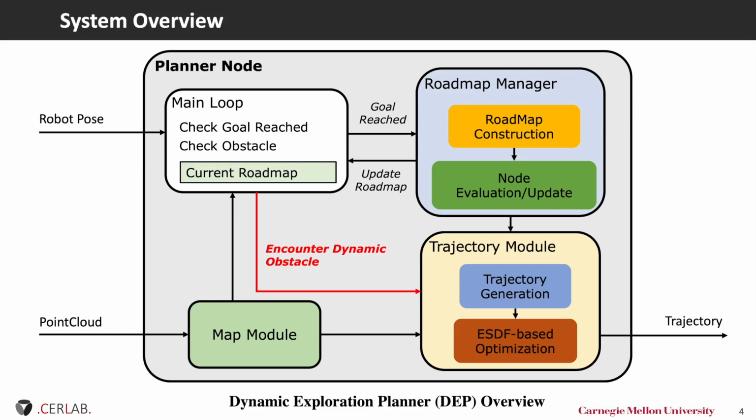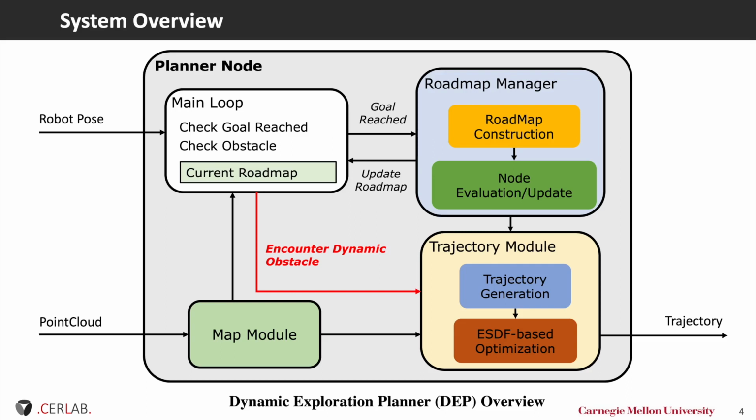Here I am going to explain the system of our dynamic exploration planner. The figure shows our planner node. Assuming we can obtain the robot pose and the point cloud data, our planner will iteratively generate informative trajectories until the environment is fully mapped.